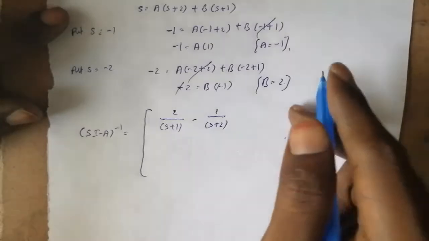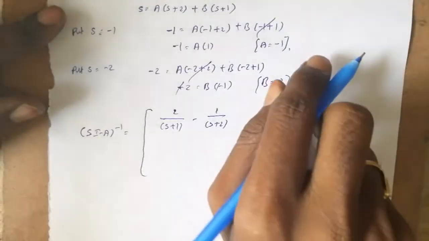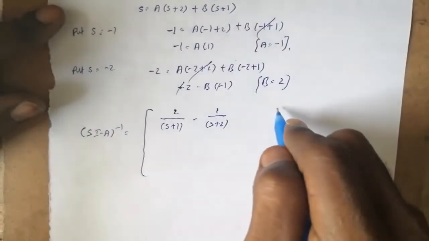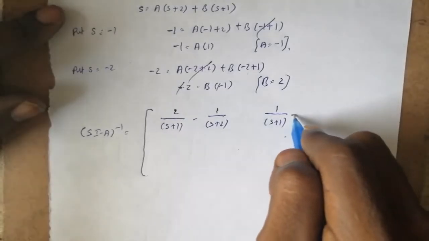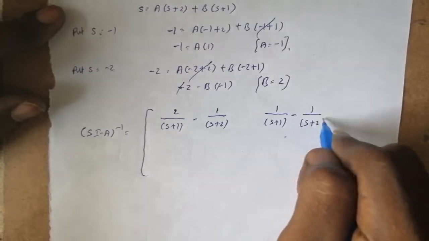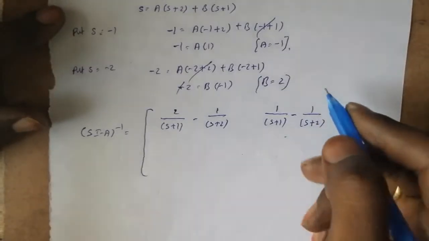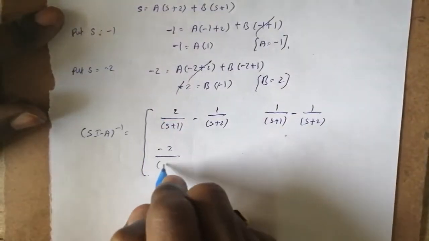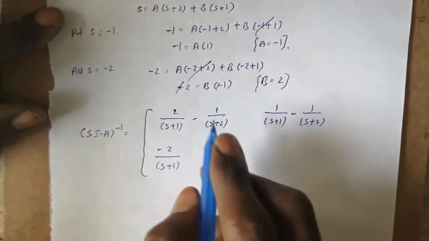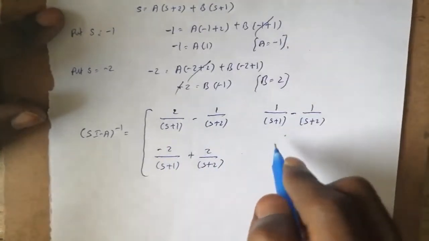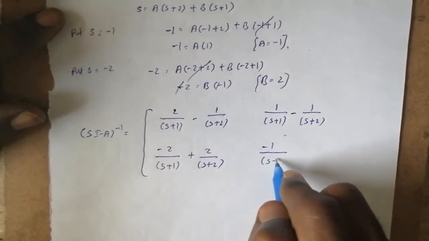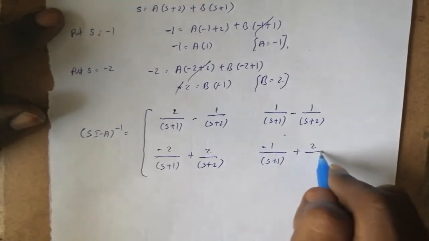This is the term we obtained while solving the first fraction for the first term in the matrix. And the next one is 1 divided by s plus 1 minus 1 divided by s plus 2. Next one is minus 2 divided by s plus 1 plus 2 divided by s plus 2. And the last one is minus 1 divided by s plus 1 plus 2 divided by s plus 2.